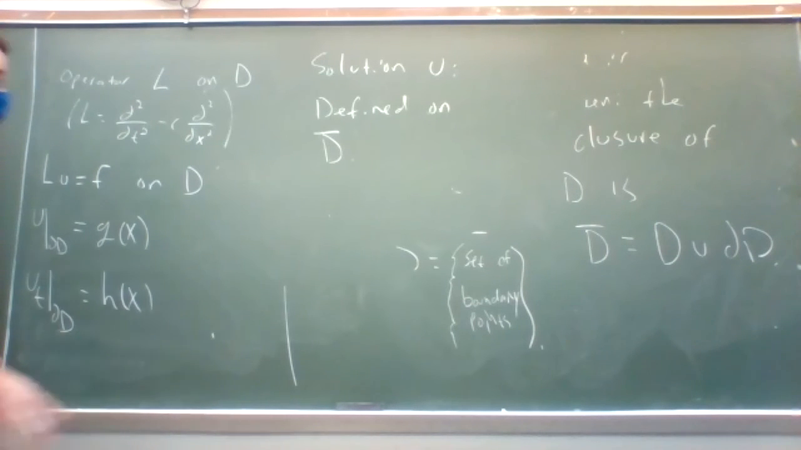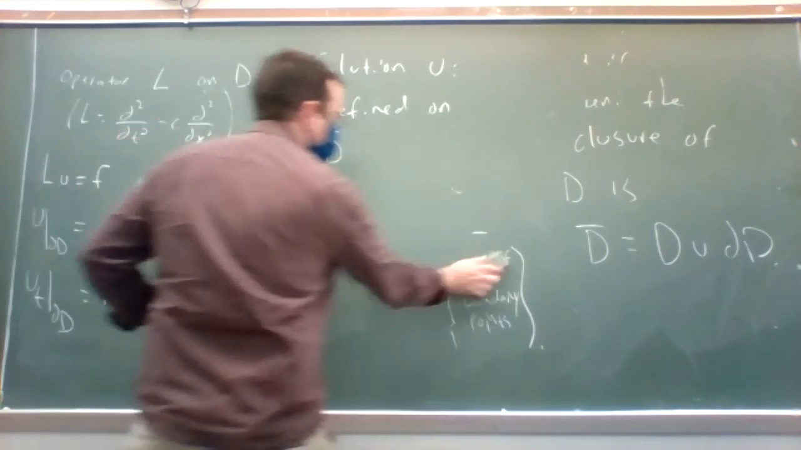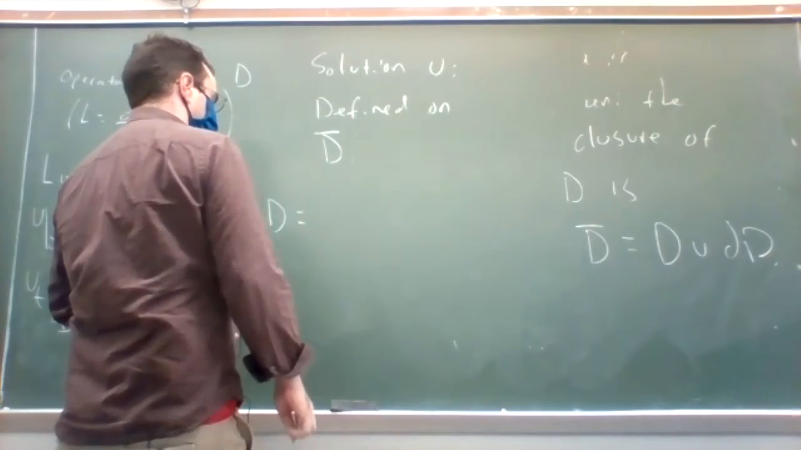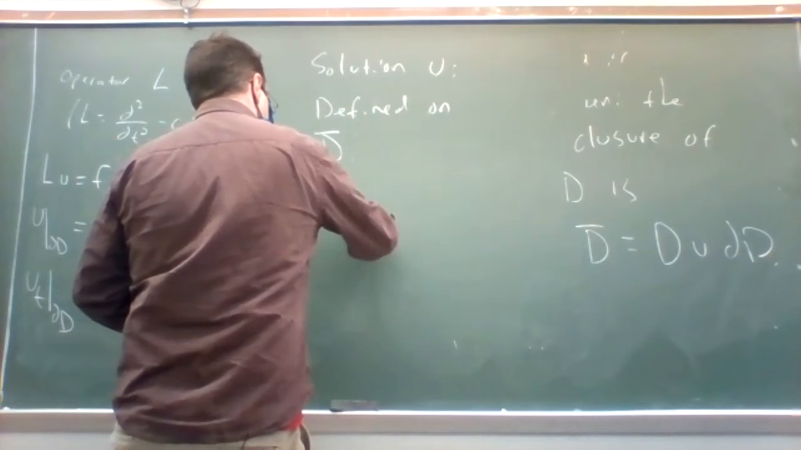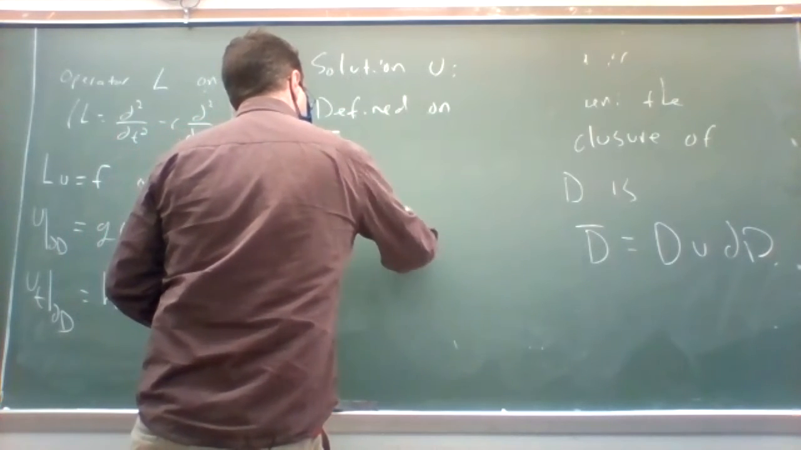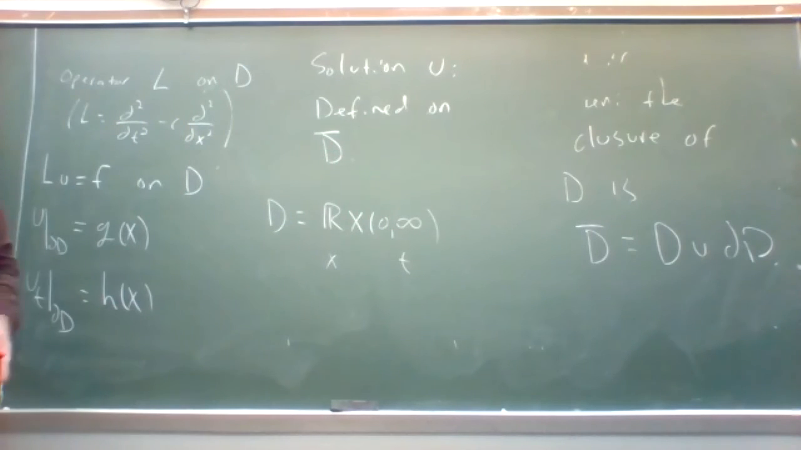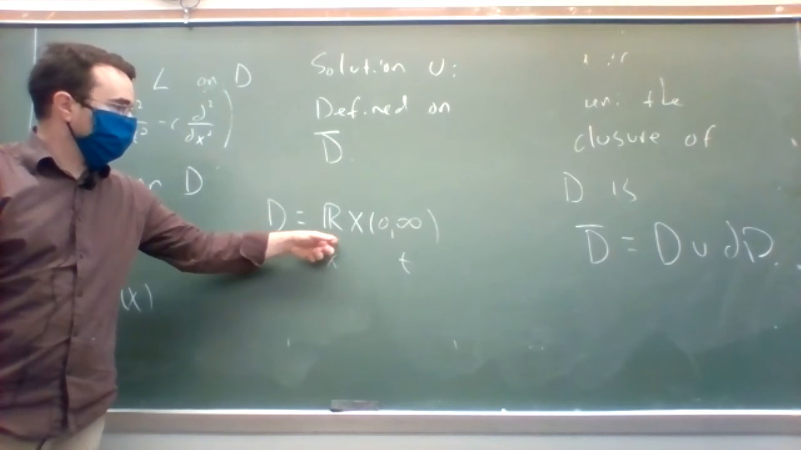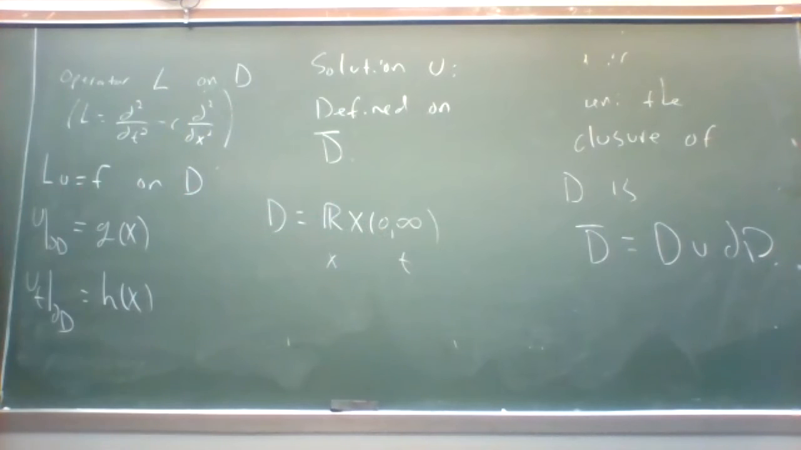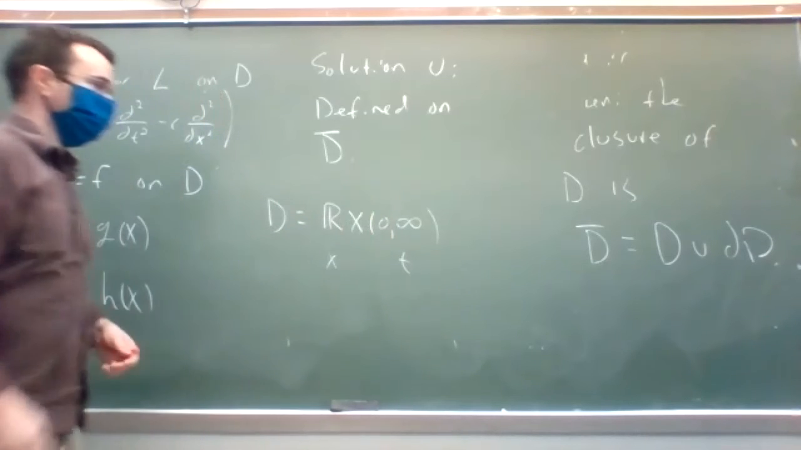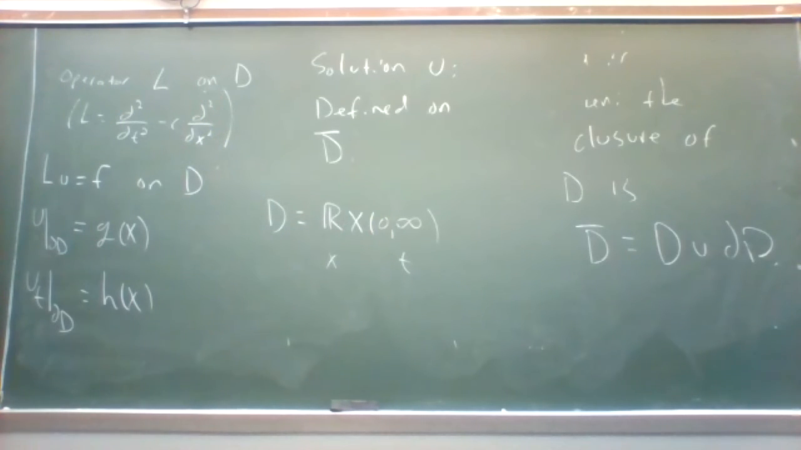And so for the wave equation, D was something like, for D'Alembert's wave equation, domain D was R cross this half open interval. So the upper half plane. Closure of D would just be including that endpoint, including that boundary. So on and so forth.